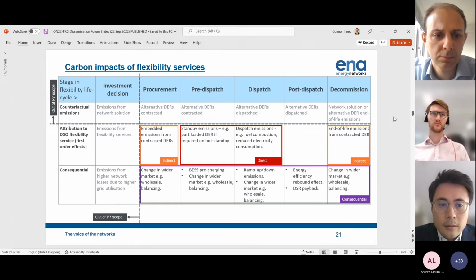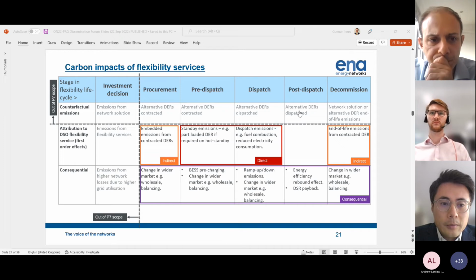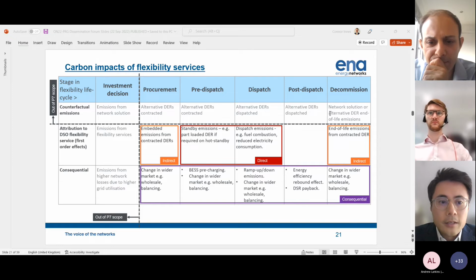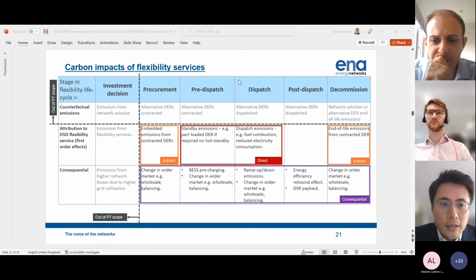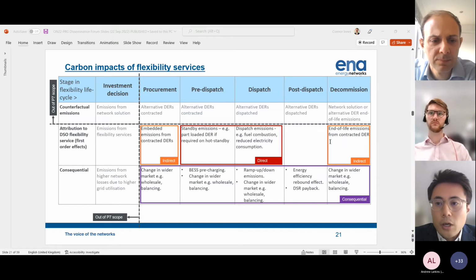So the carbon impacts of flexibility services have been broadly broken down into three main types: direct, indirect, and consequential. You can see at the top there, in the blue row, it shows the life cycle of using flexibility services from the investment decision, which is where the DSO would decide whether to use flexibility or the traditional network option. Procuring the flexibility resource, pre-dispatch, which could be the battery charging up or the asset being put on standby.